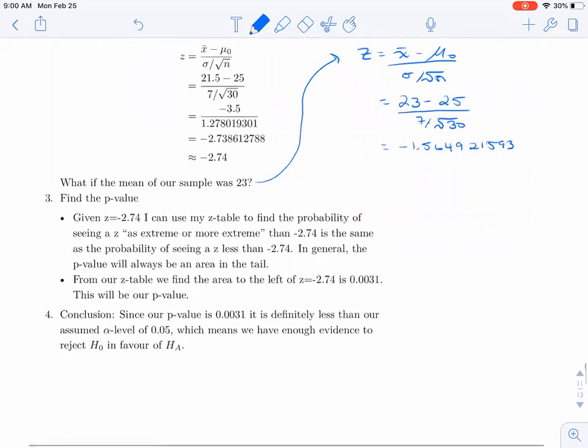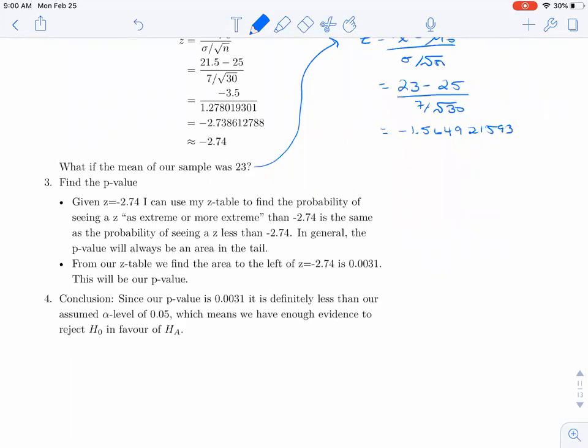Step 3, find the p-value. Okay. You have your Z table, right? We can draw out our normal distribution. It's going to be centered on the hypothesized mean, 25. We have a mean of 21.5. And so this area here, this is our one-sided p-value.